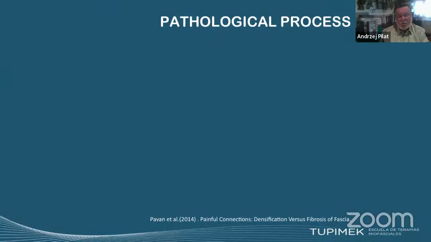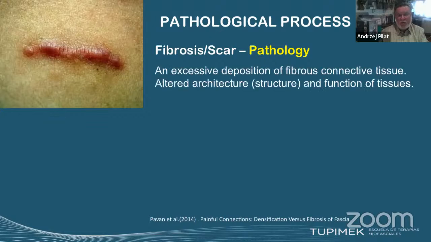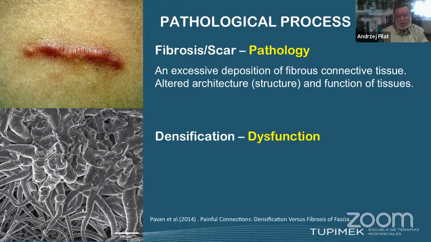So I would like to clearly respond to the question: what is pathology? Pathology, for example, may be fibrosis, scar, and this will be the definition: an excessive deposition of fibrous connective tissue, altered architecture, it means structure, and function of tissues. I don't know if we with manual therapy can treat pathology. I think that we don't have a big amount of resources to do it. The medical profession has a lot of tools to treat pathology. But I think that we treat dysfunction, and dysfunction is densification.